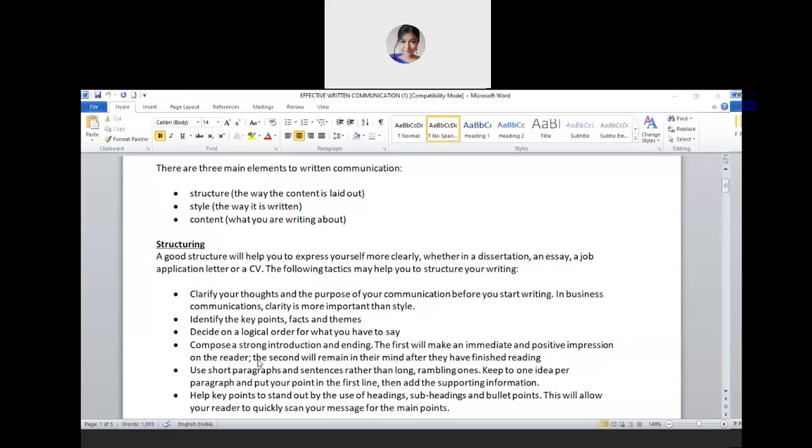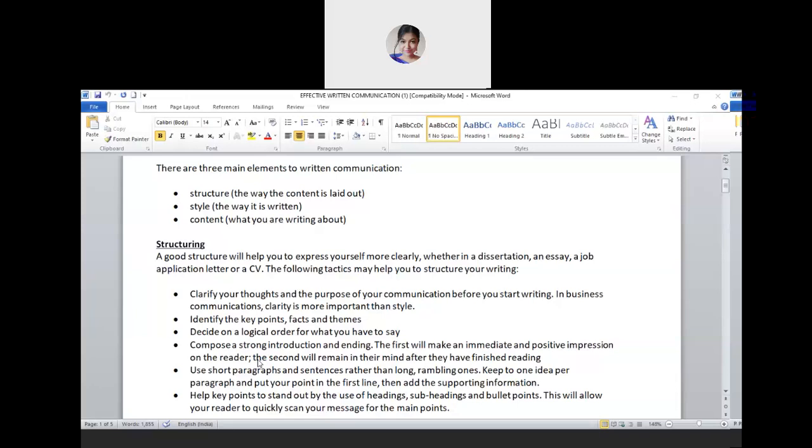Next is to decide on a logical order for what you have to say. Now you cannot just write it down in a haphazard manner. You have to write it in a systematic manner, one after the other. You cannot jump from one point to the other and then again go back to the first point. You have to organize and write it systematically. So you have to decide how you want to express it and how you want to tell it. You have to decide the order of writing. You have to be systematic.